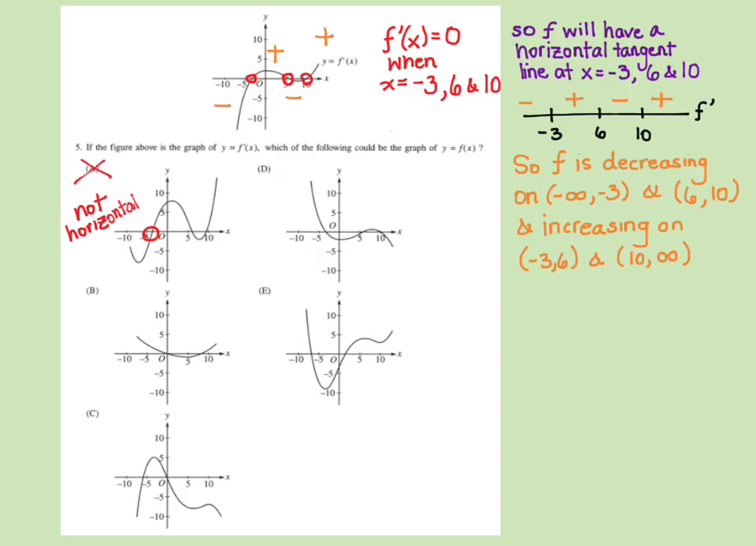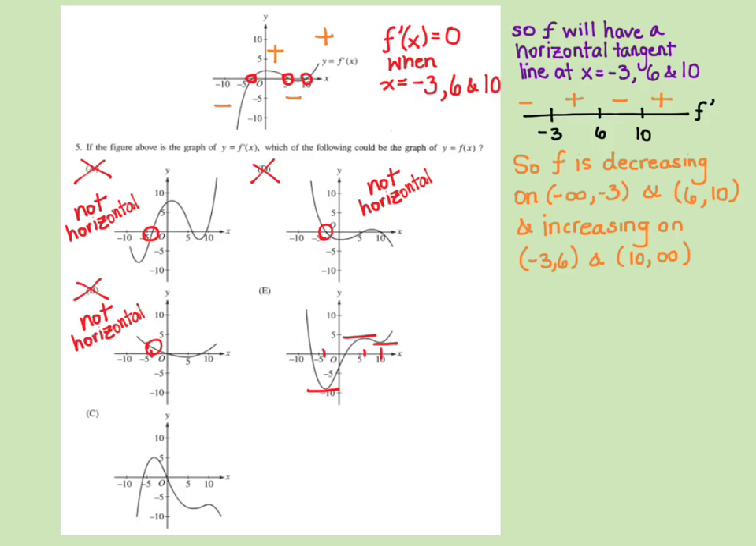Notice that for a, at x equals negative 3, it's not horizontal. We said that we had to have a horizontal tangent line at x equals negative 3. So a is not the correct answer. Once again for d, at x equals negative 3, it's not a horizontal tangent line, so that's not the correct answer. And same with b. At x equals negative 3, it's not a horizontal tangent line, so that is not the correct answer.